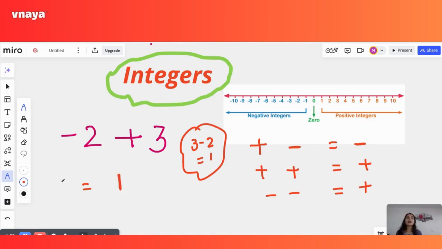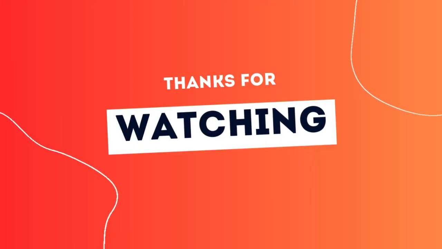Now, when we are dealing with integers, we need to be careful with the sign, whether we will get a positive number or a negative number. So here, you go with the sign of the bigger number always. So which one is bigger out of 2 and 3? Yes, 3 is bigger. So what's the sign with that? It's a positive. So your answer will also be positive.